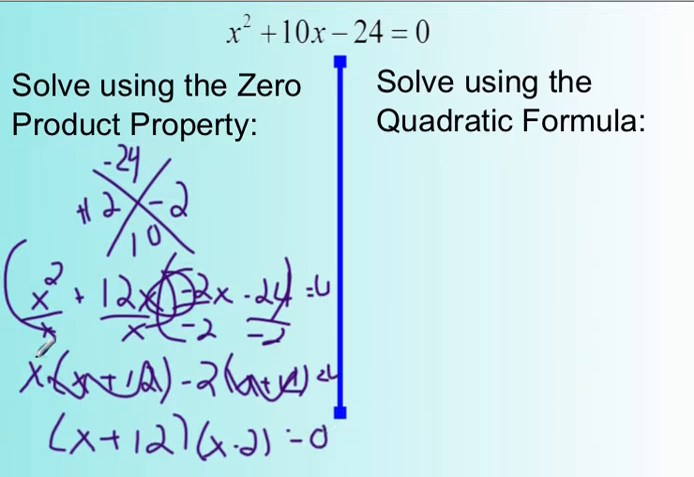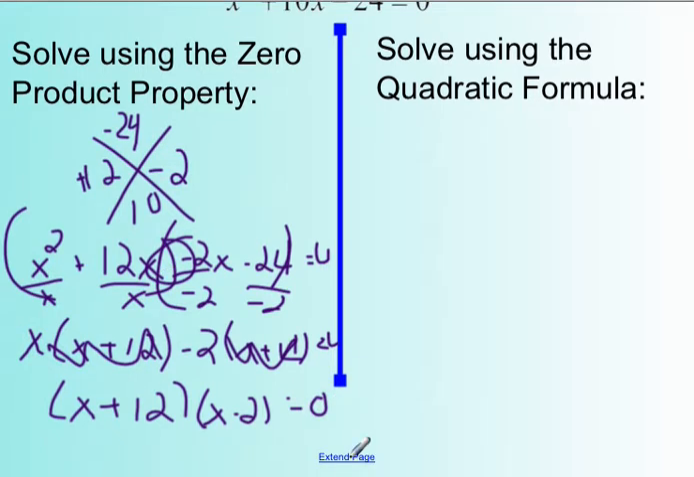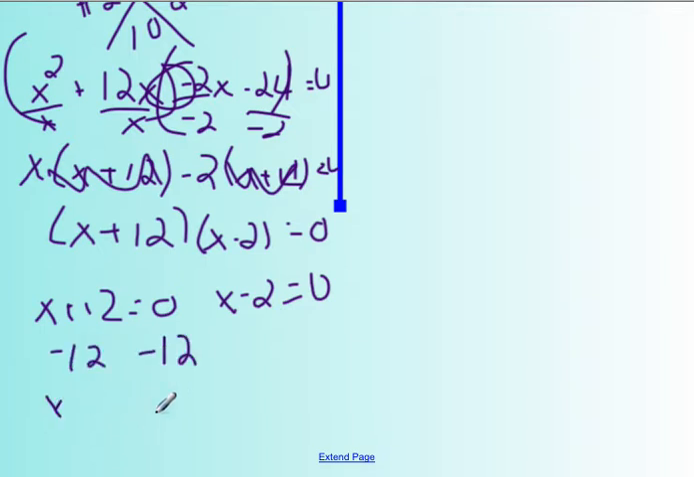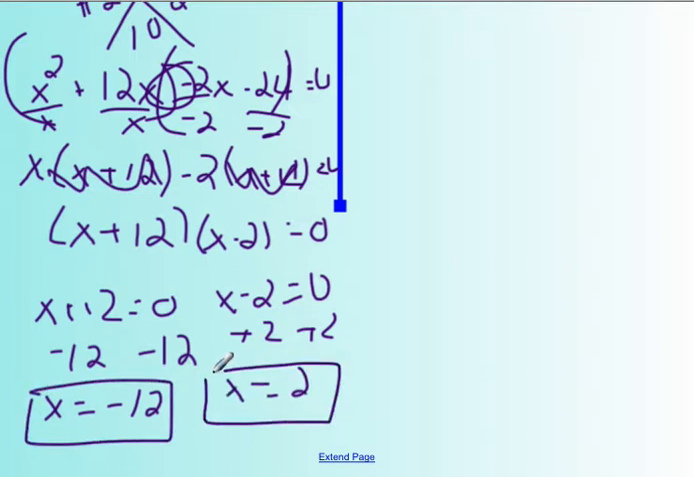So now what I want to do is set each of those factors equal to 0. So x plus 12 is equal to 0, and x minus 2 is equal to 0. For x plus 12, I'm going to subtract 12 from both sides, and I get that x is equal to negative 12. Then when I have x minus 2 is equal to 0, I can add 2 to both sides, and I get that x is equal to 2. So my answer for this one is x is equal to negative 12 and x is equal to 2.